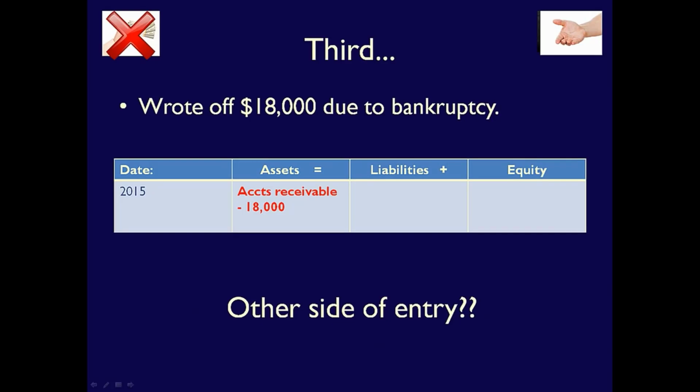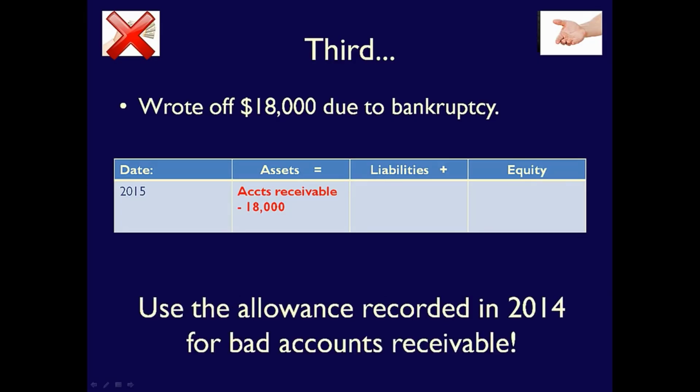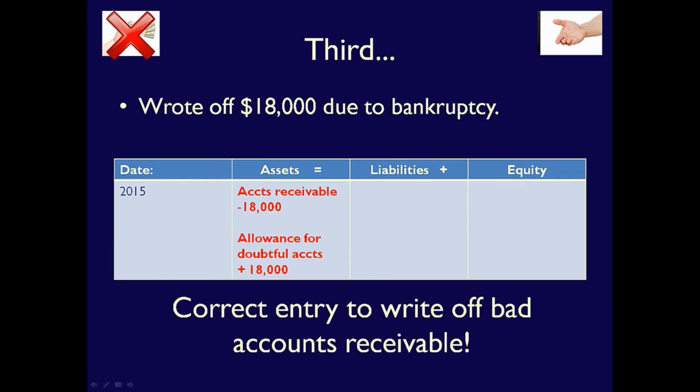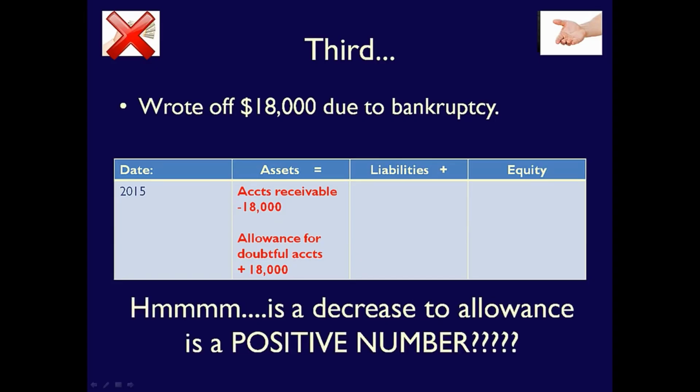Now we know which accounts are going bad, so we can use the allowance up. When we write off accounts receivable, we always use the allowance for doubtful accounts. After all, if you make an allowance, you better use it later on. So, the correct other side of the entry is to decrease the allowance for doubtful accounts.